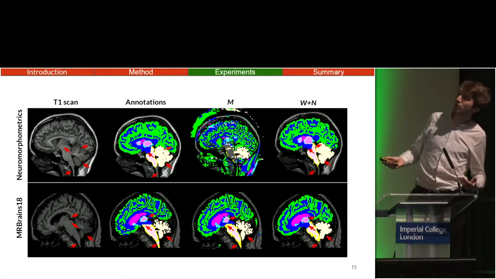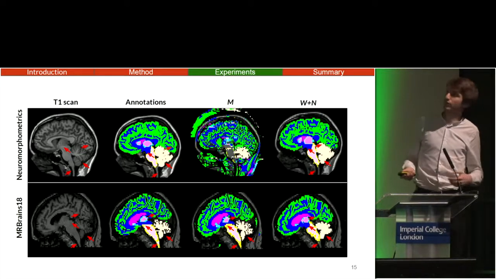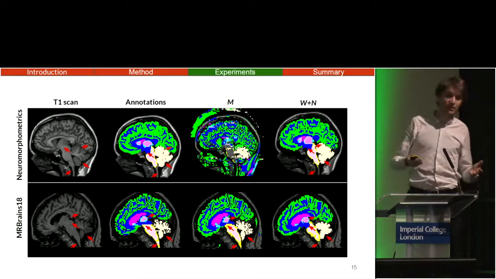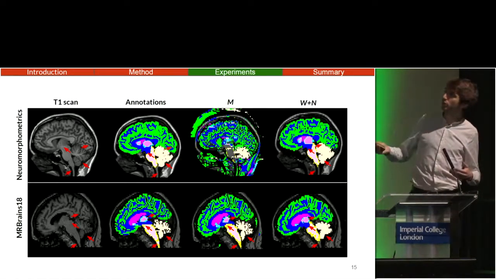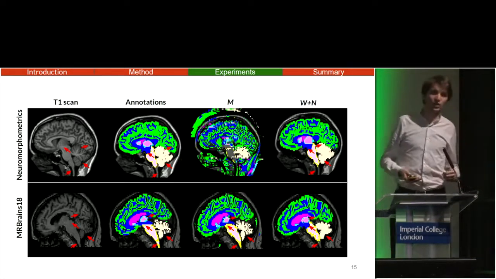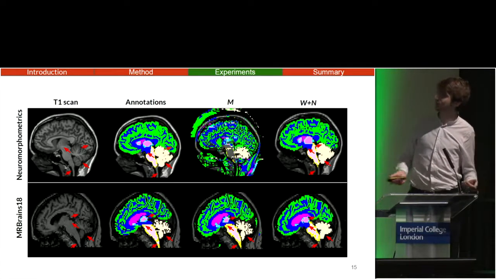qualitatively it works well on MR brains also. So here, basically, the brainstem is segmented similarly to the protocol of annotation in neuromorphometrics. So that explains why we didn't reach good performances for the brainstem and the gray matter. But for the rest, it's good.